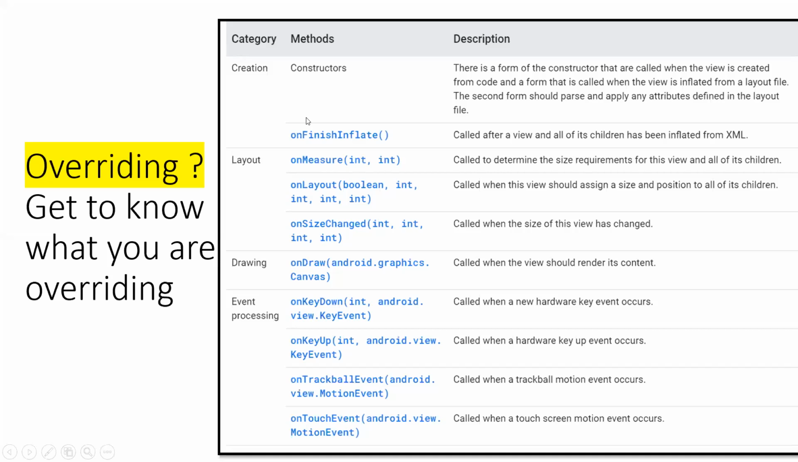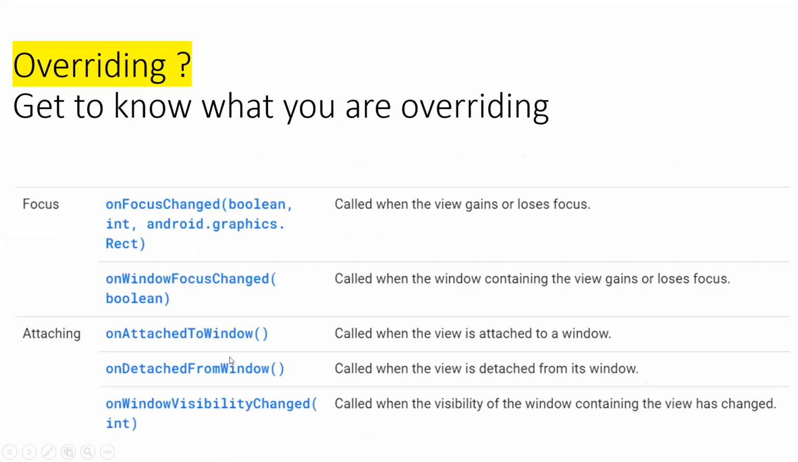These are some of the other methods that you need to know: constructor, layout, drawing, event processing. You also need to know focusing and attaching. What do you mean by focus? Whenever a view gains a focus or loses a focus, there is a method which is called onFocusChanged. Another function is onWindowFocusChanged. It is called when a window containing a view gains or loses the focus.